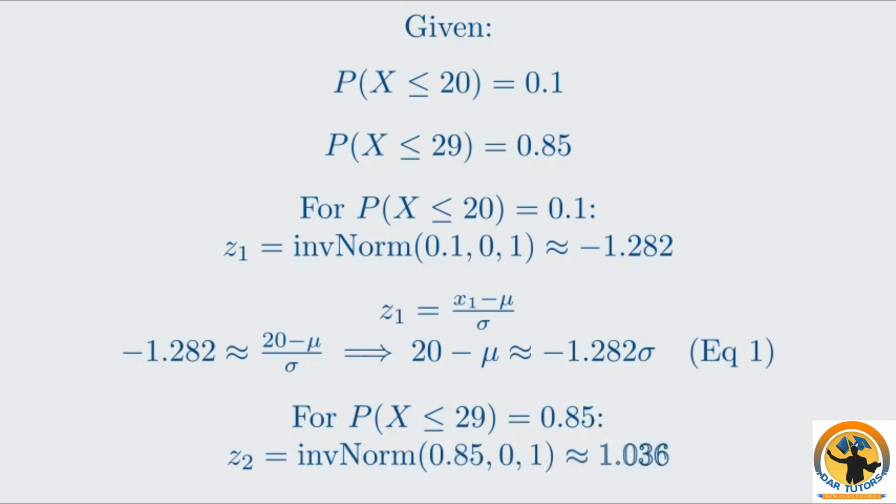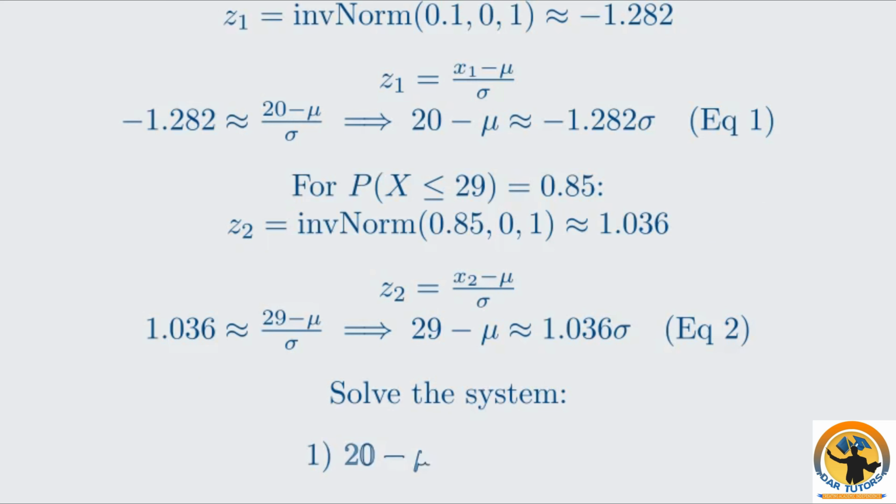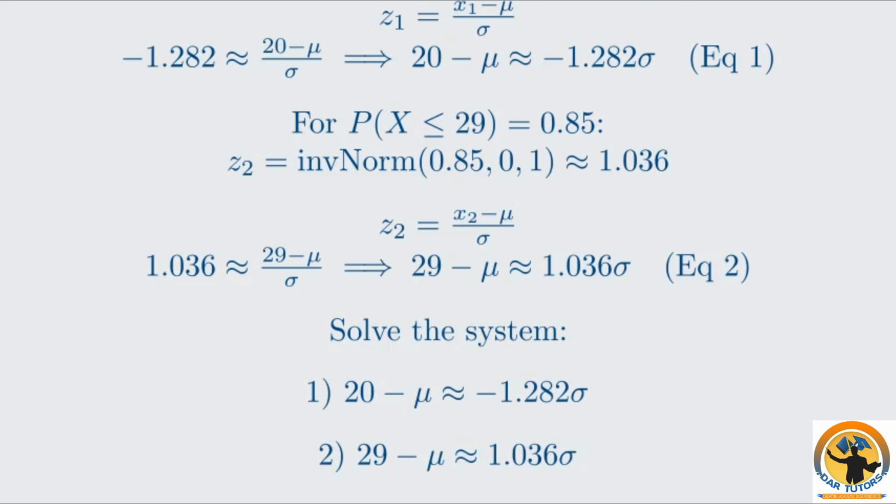Next, for the 85th percentile, we find its z-score. With an area of 0.85, the calculator gives us approximately 1.036. Similarly, we form our second equation: 29 - mu = 1.036 sigma. Now we have a system of two simultaneous equations with two unknowns, mu and sigma. We can solve these using substitution or elimination.